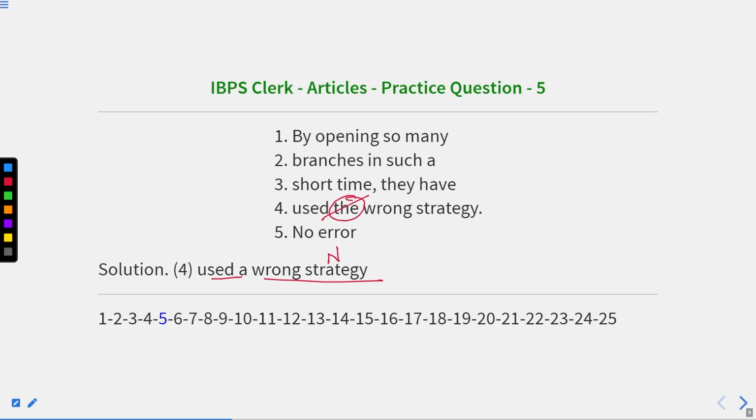Strategy is a noun, wrong is an adjective, and before that we need an indefinite article, so here we need to write "a". So here the correct sentence will be, by opening so many branches in such a short time, they have used a wrong strategy. Now let us move to question number 6.